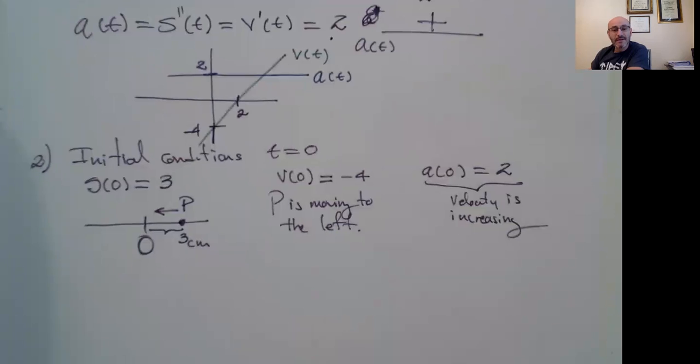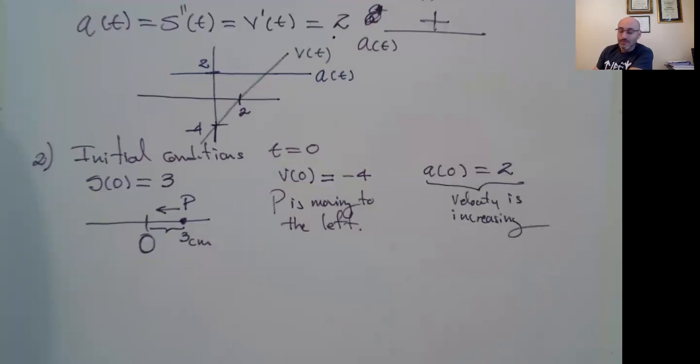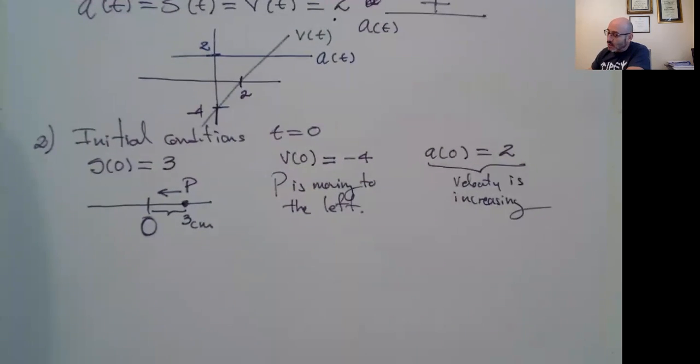So what's happening in the initial condition? So let's write down a sentence. What could we say then, given these 3 pieces of information?